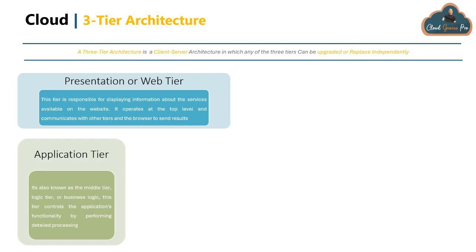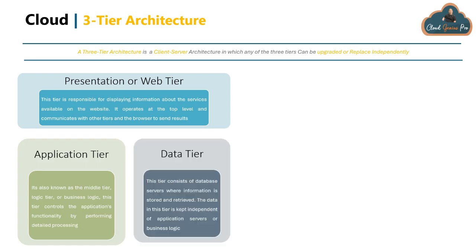The next tier is the application tier, which we often refer to as the business logic or middle tier, and it controls the application functionality by performing detailed calculations or detailed data processing.